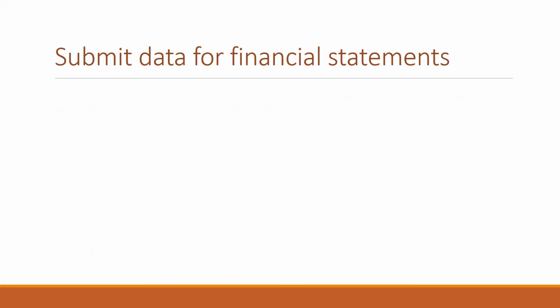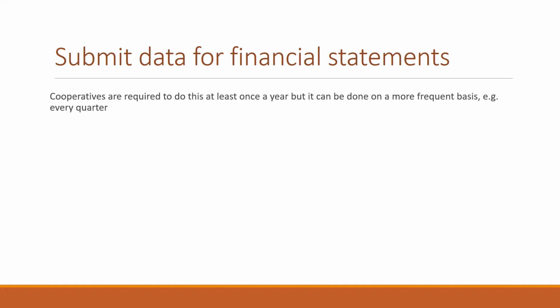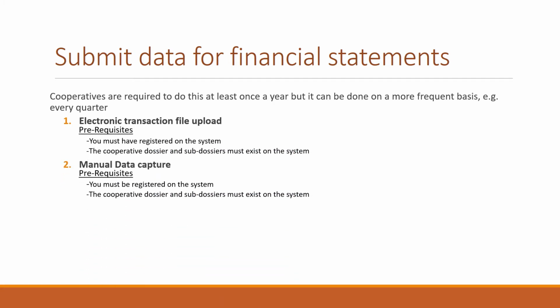Lastly, let's see how to submit data for financial statements. Cooperatives are required to do this at least once a year, but it can be done on a more frequent basis. This can be done either by electronic transaction file upload or by manual data capture. For both methods, you must have registered on the system. Also, the cooperative dossier and sub-dossiers must exist on the system. So, let's first see the electronic transaction file upload.